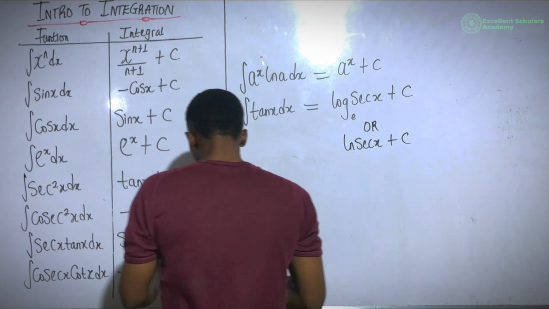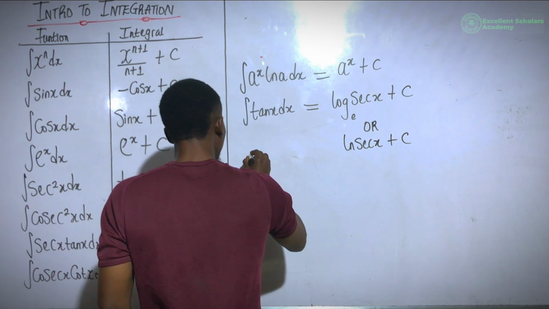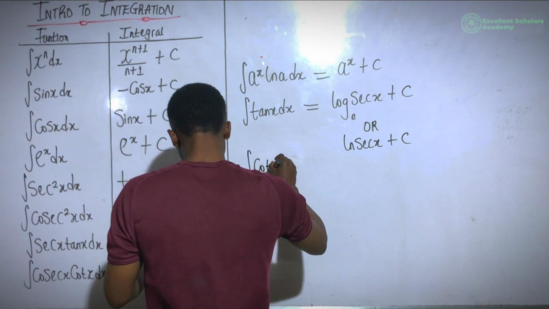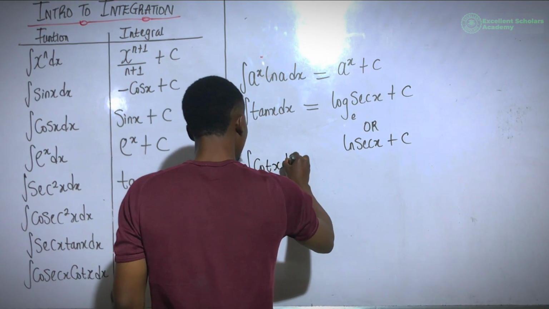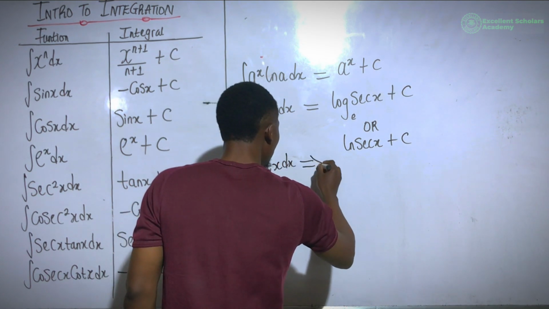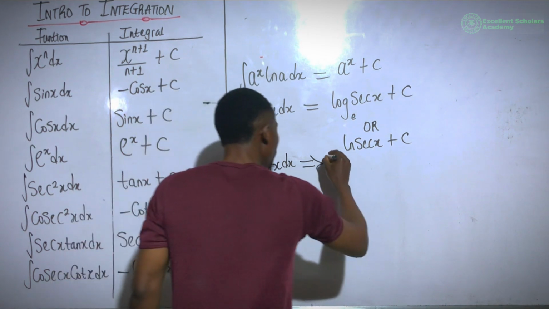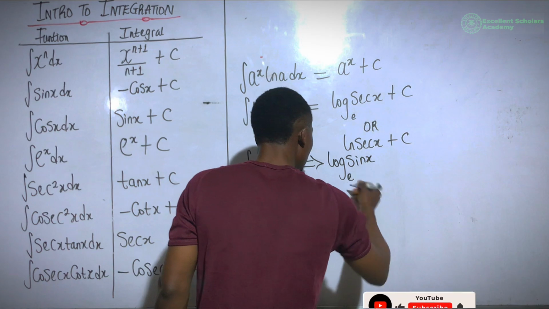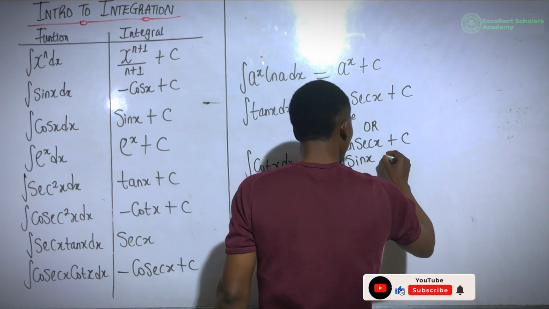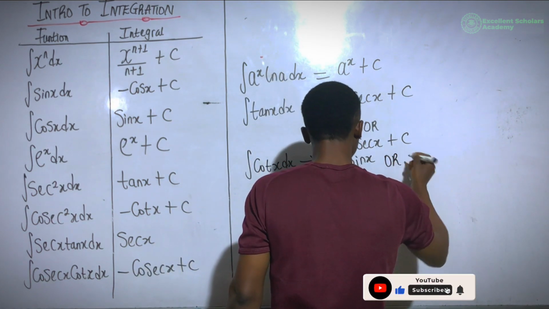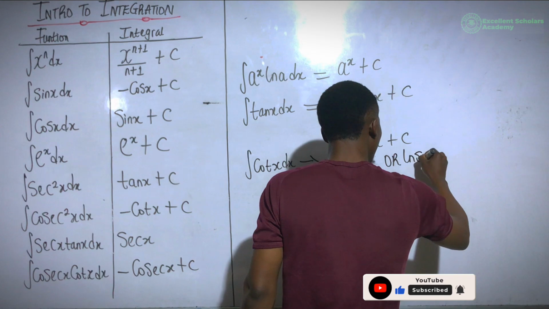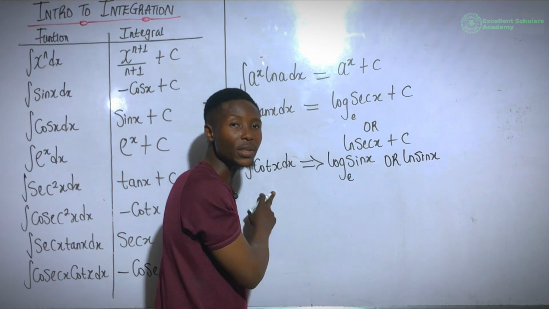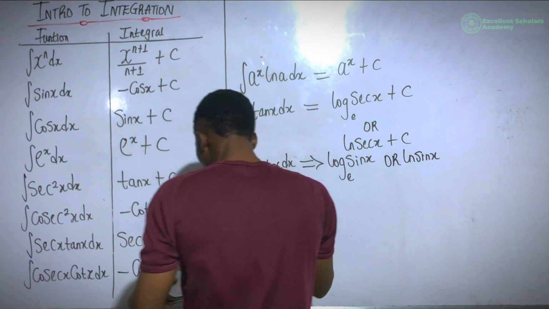So now the next one we're going to look at is, if you have an integral of cot x with respect to dx, you are going to have your integral to be log sine x base e. Or from here, you could also write it as ln sine x. So any of this is the integral of this function. Okay, so now let's look at the next one.